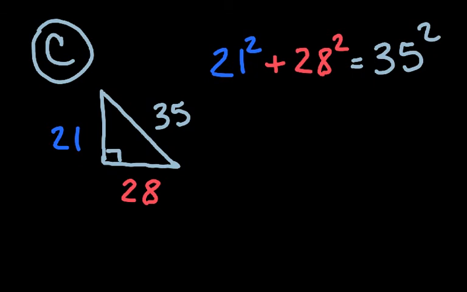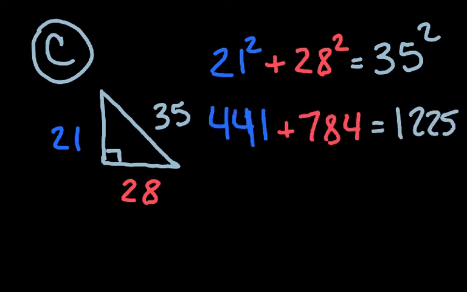All right, let's go ahead and draw C. Go ahead and label your legs and your hypotenuse. Write a squared plus b squared equals c squared. Go ahead and multiply 21 times 21, 28 times 28, and 35 times 35. All right, we got 441 plus 784. Add those two together, and it should give you 1,225. If you multiply 35 times 35, that also gives you 1,225. Therefore, ding, ding, ding, that is your answer. The answer is C.